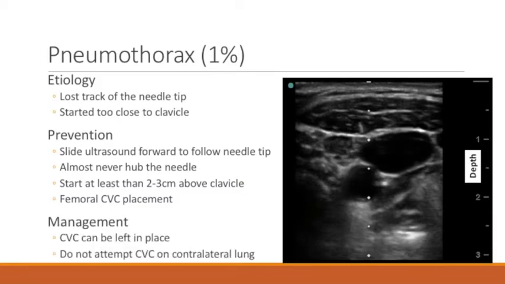If you do cause a pneumothorax, the central line can be left in place if it's functioning, and definitely don't attempt a central line on the contralateral lung. If they only have one good lung remaining, you really don't want to pop that one remaining good lung.